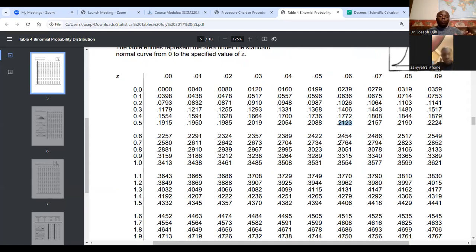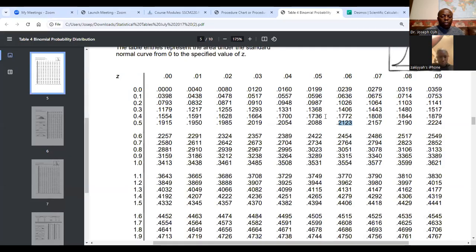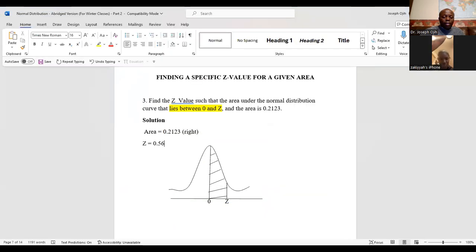If you don't find the exact number, use the number that is closest to it. Then follow it to the left: 0.5. Then follow it up: 6. So 0.56. What did we get? Z is 0.56, with 0.2123 at 0.5 under 6. So Z is 0.56. Okay, any question on that?